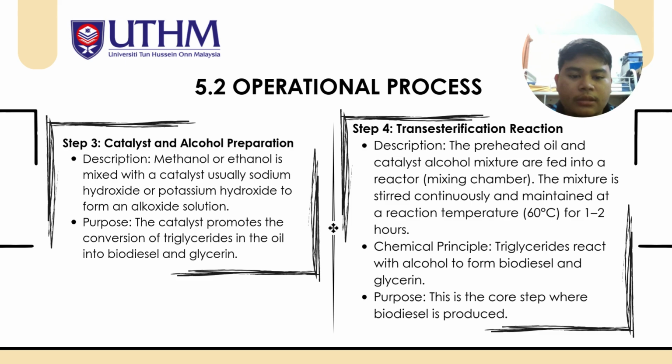Step 4 is the transesterification reaction. In this process, the preheated oil and catalyst-alcohol mixture are fed into a reactor, which is known as a mixing chamber. The mixture is then stirred continuously and maintained at a reaction temperature of 60 Celsius for 1 to 2 hours. The chemical principle for this step is that the triglyceride will react with alcohol to form biodiesel and glycerin. This is the core step where biodiesel is produced.